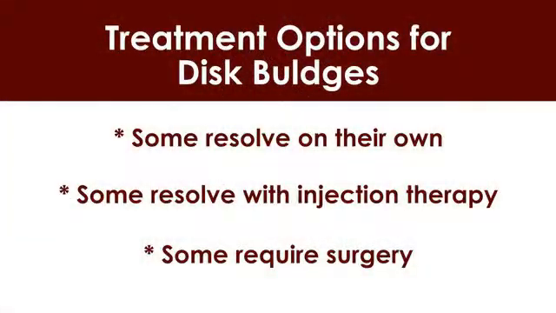So there's three basic treatment options when somebody has a disc bulge. One is to leave it alone, not do anything, and sometimes they'll go away on their own. A second treatment option includes things like injections or physical therapy or even medications. And then finally, the last resort option would be surgery. In the rare instance, surgery is required to alleviate the symptoms brought about by a bulge.